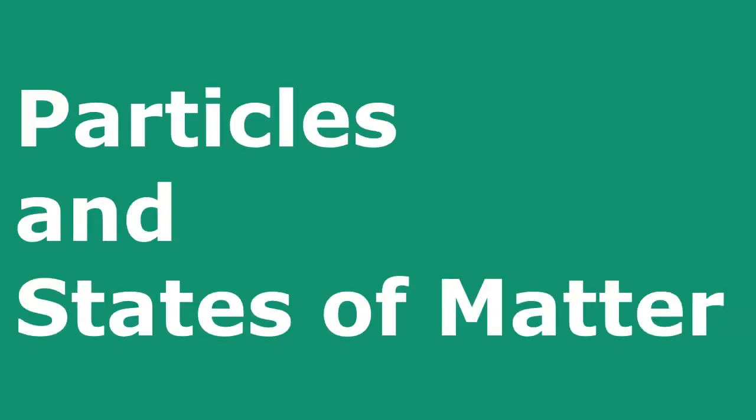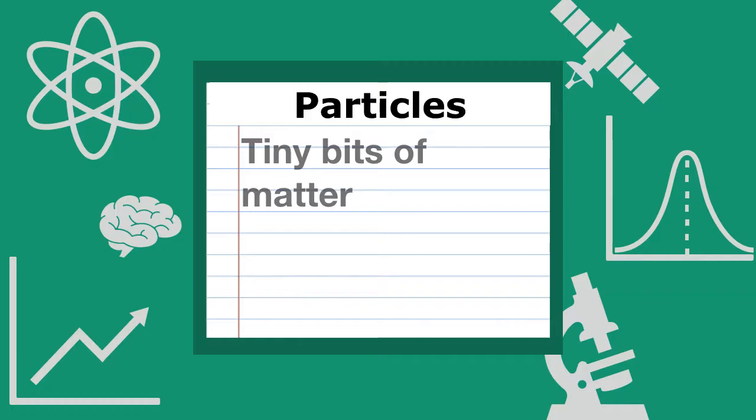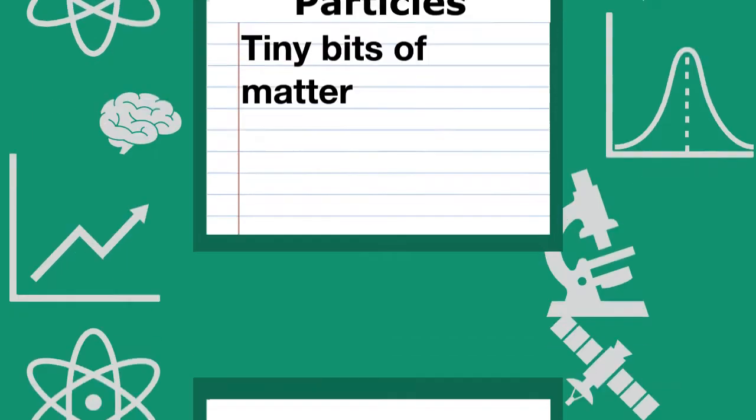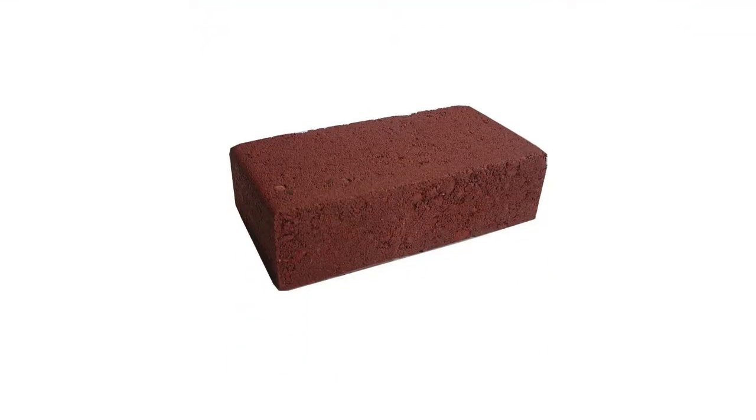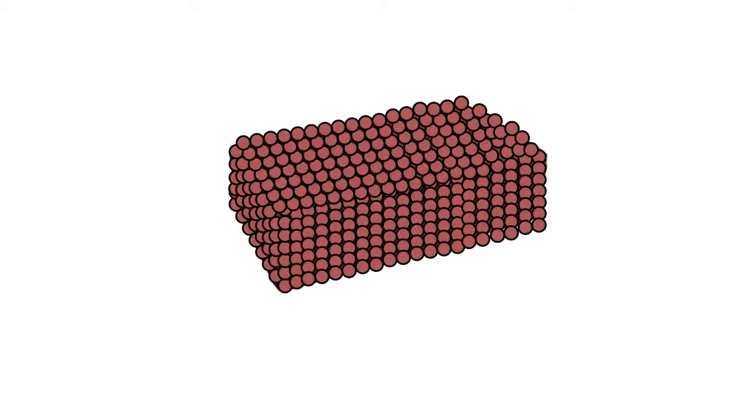Today we are learning all about particles and the different states of matter. The word particles just means tiny bits of matter, and it's important to know that all matter is made of tiny particles that are too small to see. So when you think about a piece of matter, like this brick, you should recognize that it's actually made up of lots and lots of tiny little brick particles.